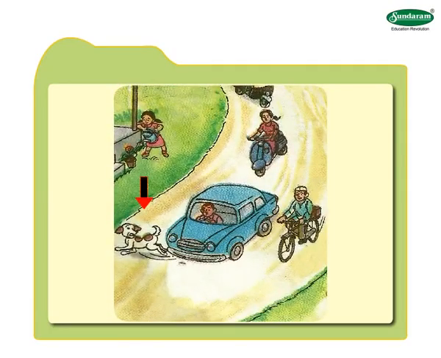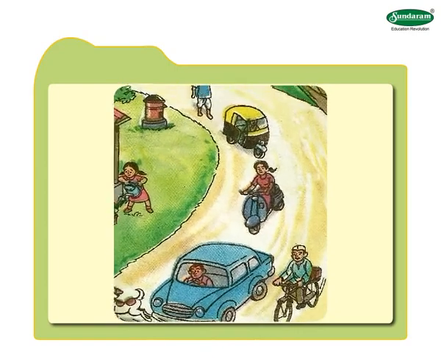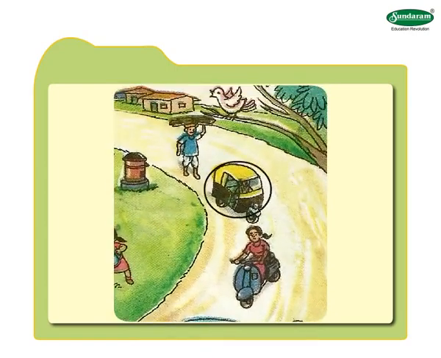The dog is seen to the left of the car, whereas the man riding the bicycle is seen to the right of the car. But with respect to the auto rickshaw, the girl driving the scooter is in front of the auto rickshaw. Again, the auto rickshaw is in front of the man carrying the logs of wood.